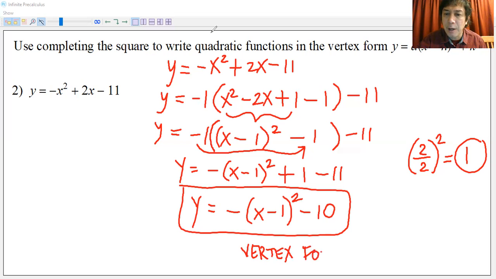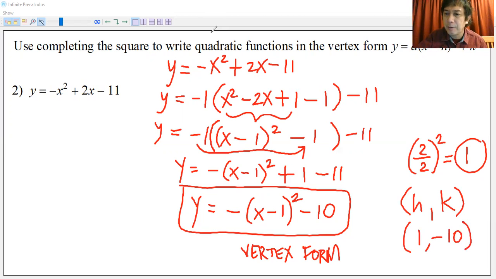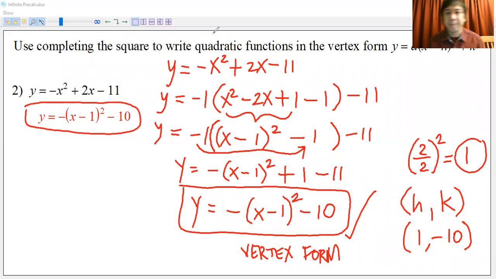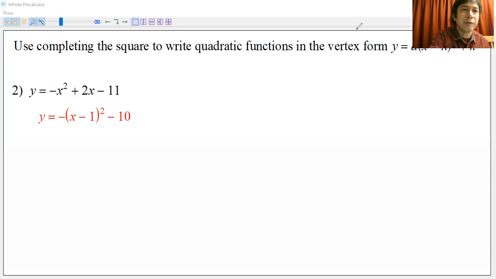If you're asked to identify the vertex, the h, k will have to be represented by the positive 1 and the negative 10. That's the vertex. Now, this is the required answer, the equation, which is called the vertex form of the quadratic function. We can verify that over here, below the given. That is the vertex form answer. All right, let's continue with the third.